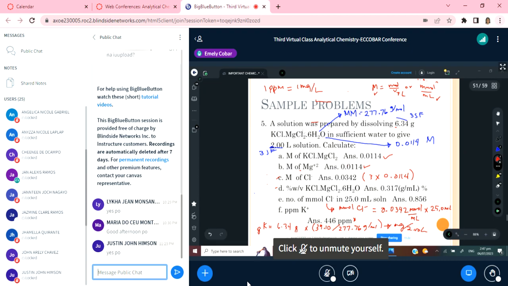Class, molar mass nitong KCl MgCl2 ito is 277.76. Now it says, if you have 6.34 grams of this and you dissolve it in sufficient water to give 2.00 liter solution. So therefore, anong volume ng solution? 2.00 liter. Yun ang volume ng solution.